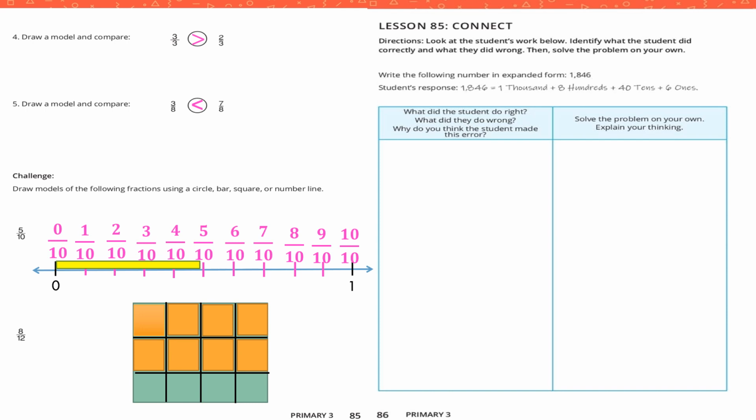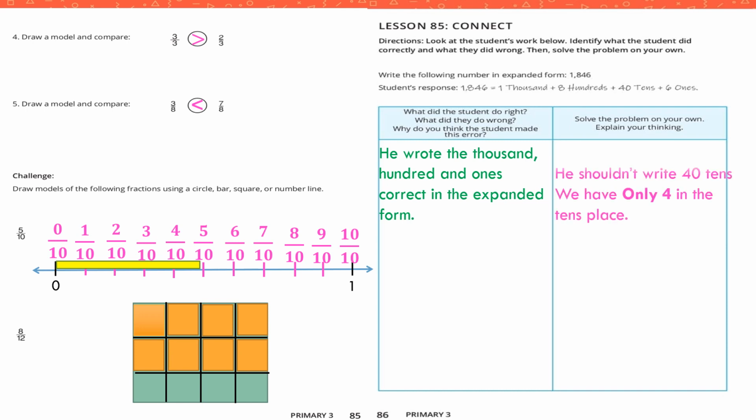The first column, about what did the student do right? He wrote the thousands, hundreds, and ones correct in the expanded form. But the mistake, he wrote the tens wrong. He shouldn't write 40 tens. We have only 4 in the tens place.